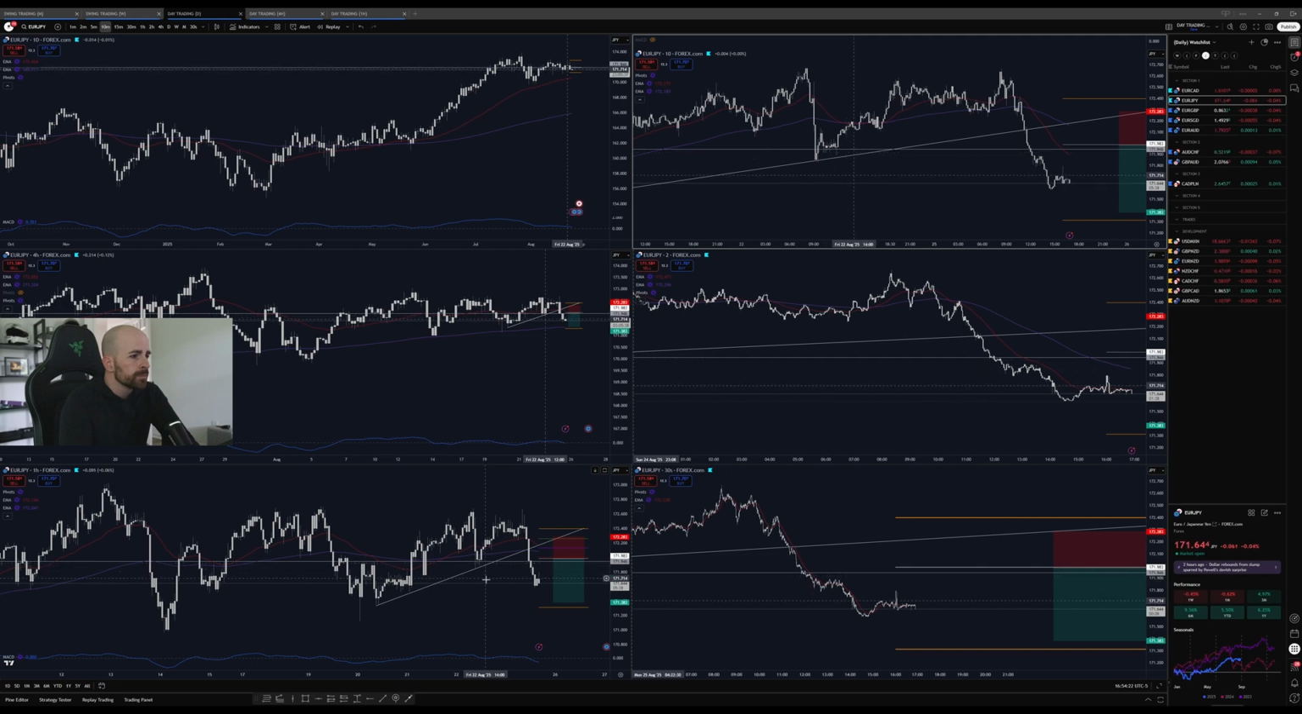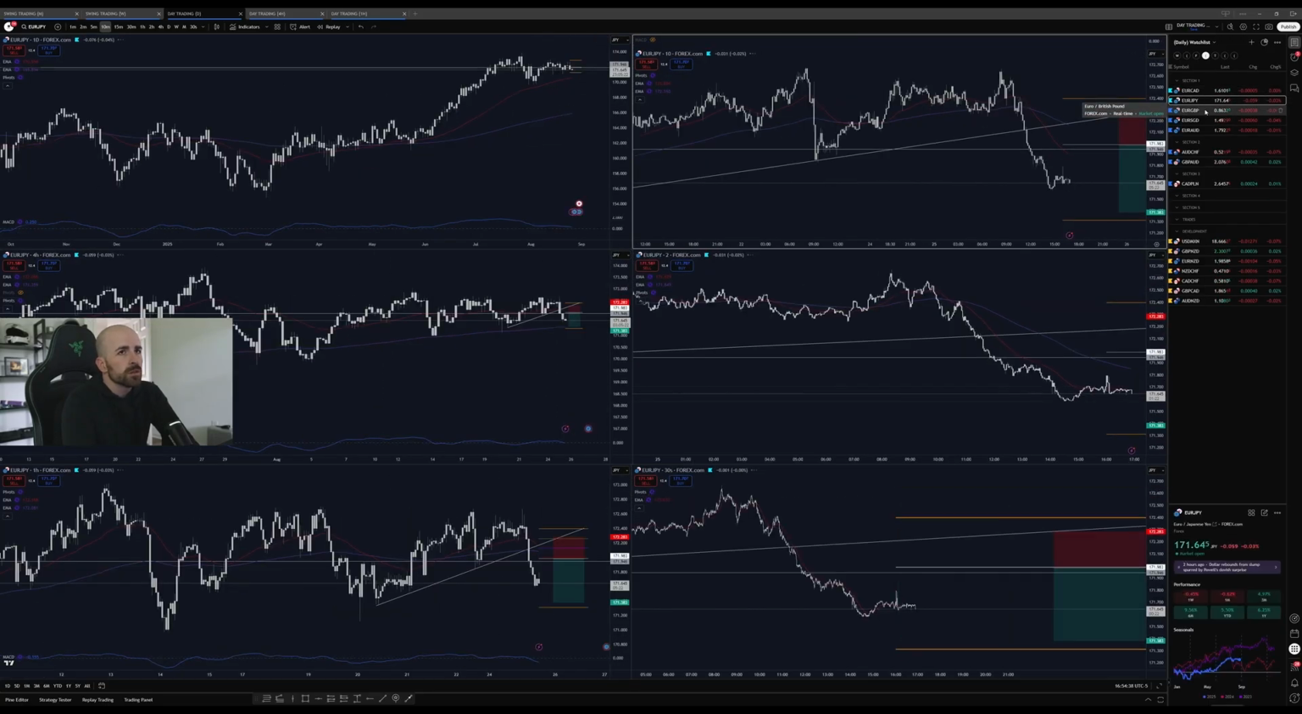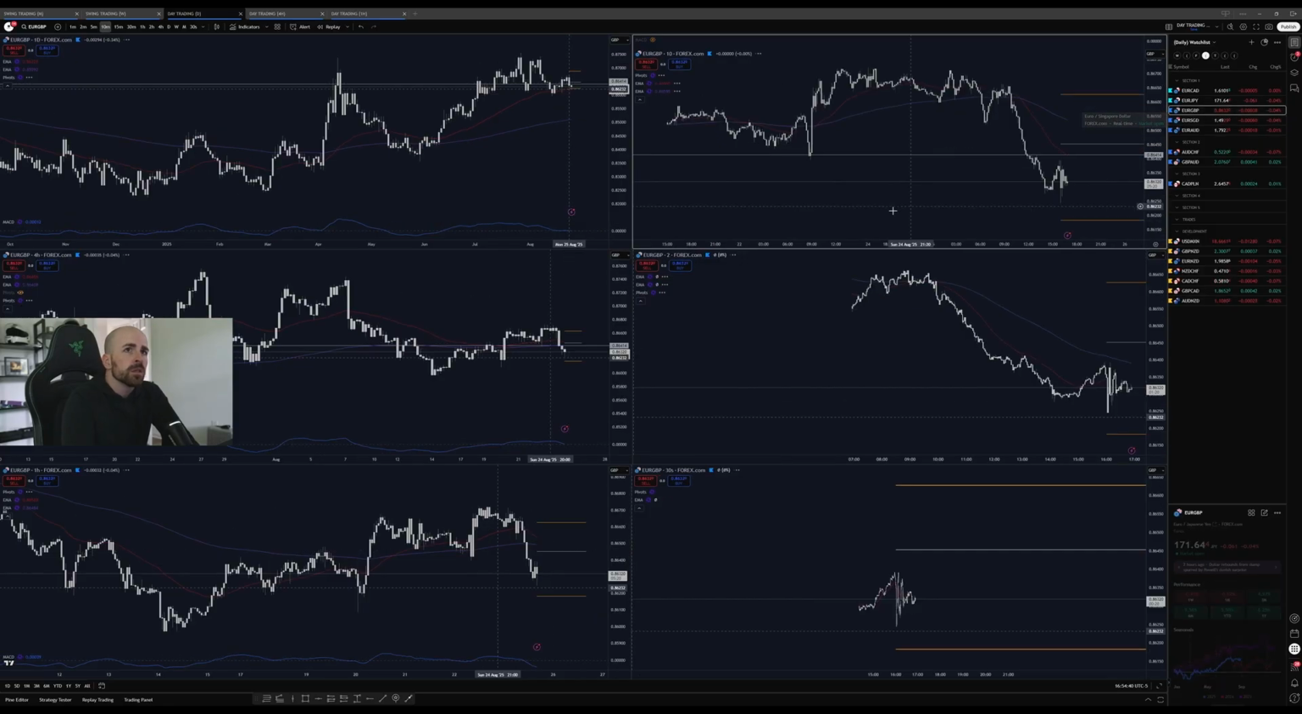They look good. There's a potential for maybe even a play off the 4-hour 200 and S1, but you have room to move on your daily on both to the daily 50. So yeah, they look good. I think they're nice setups.